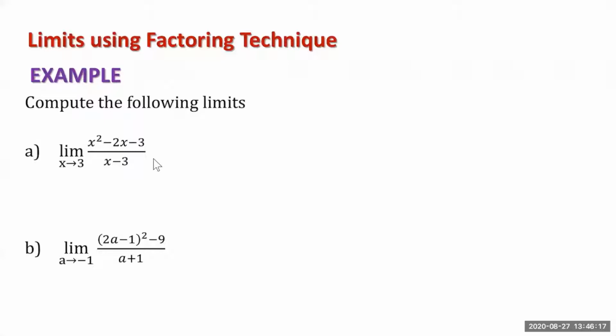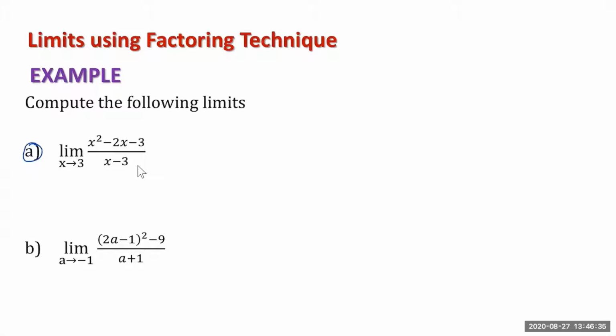Limit using factoring technique. Example, compute the following limits. Let's work on part A. If you look at part A, we have the limit as x approaches 3 of x squared minus 2x minus 3 over x minus 3.